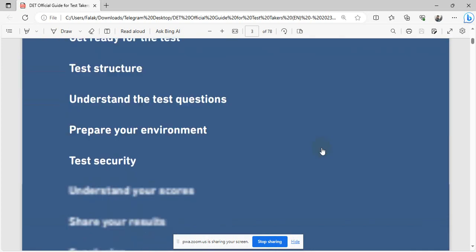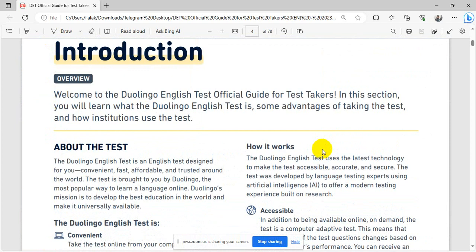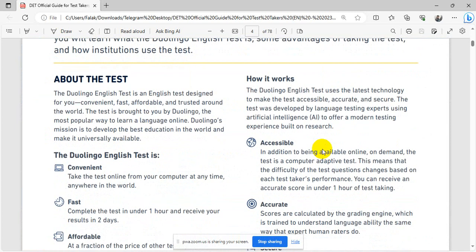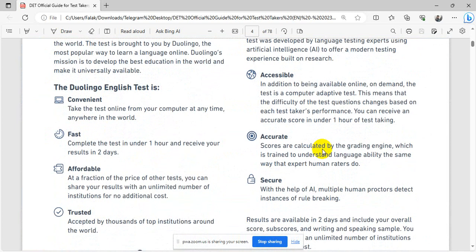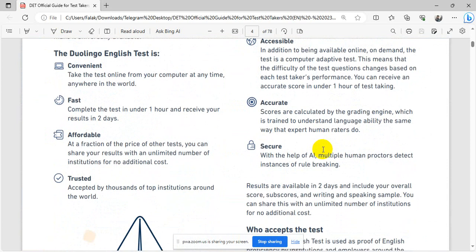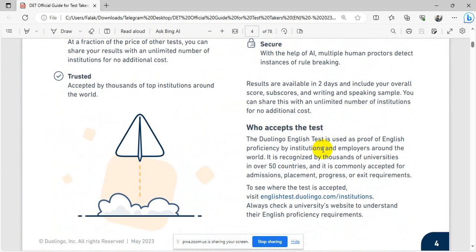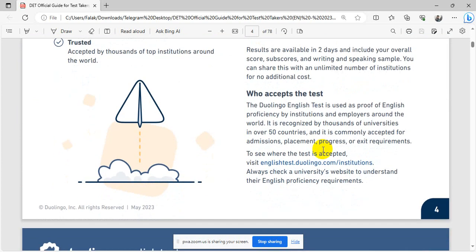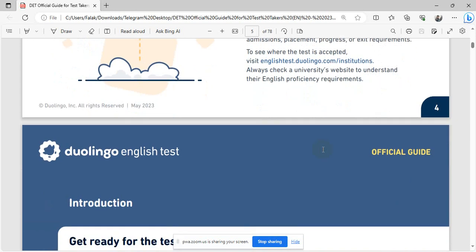Firstly, we have spoken about the introduction. In the introduction, we talked about the test, which is convenient, fast, affordable, and trusted. We also said that the test is accessible, accurate, and secure. And we have spoken about the universities and institutions that accept the Duolingo test. You can go to their website and see how many universities and institutions accept the test.